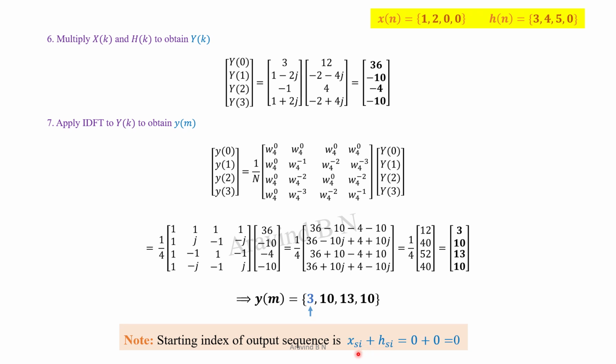So starting index in the x, that's the location of the first element in the x, plus the location of the first element in the h is the location of the first element in the result y of m. So in this case, we have considered first element itself is the origin. Therefore, in the output also, the first element is going to be the origin. Now let us go through the Scilab program for this one.